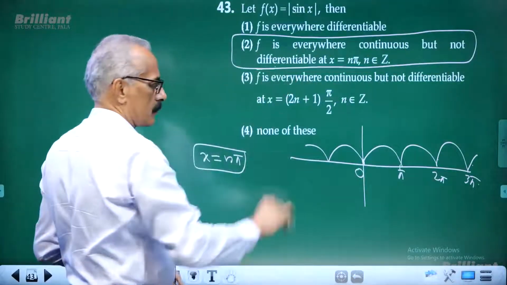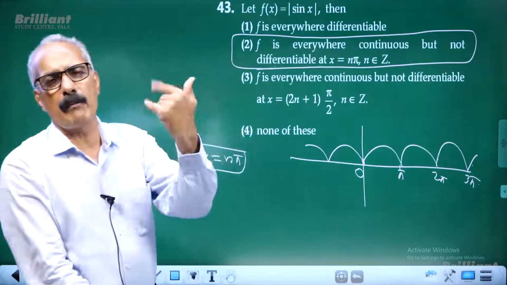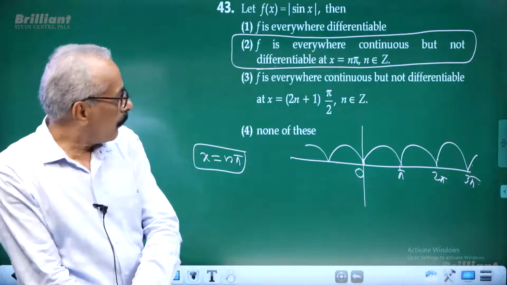So the answer is this. Continuous everywhere but not differentiable at 0, pi, 2 pi, 3 pi, minus pi, etc. That's why n pi. So it is 43. The second option is right.